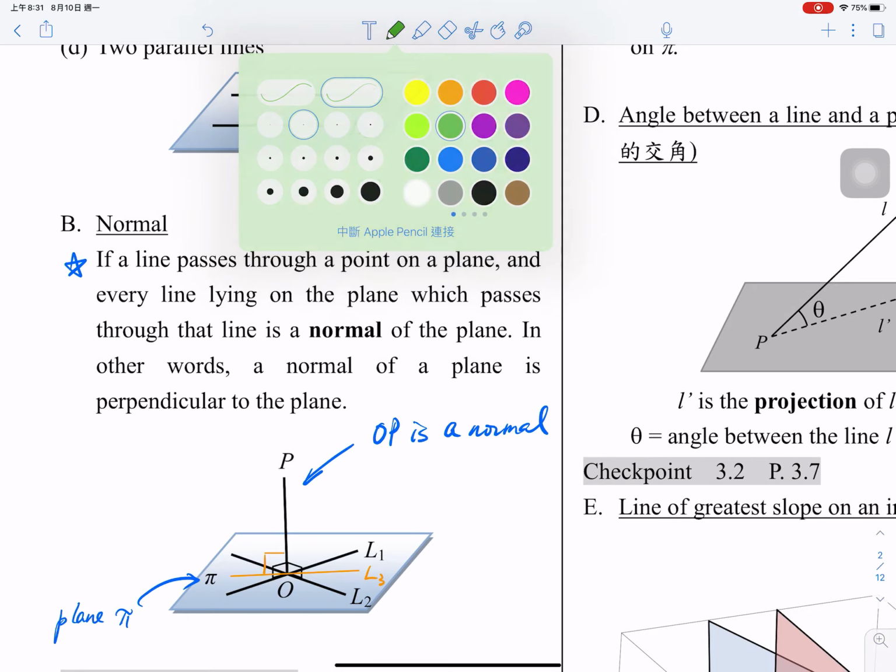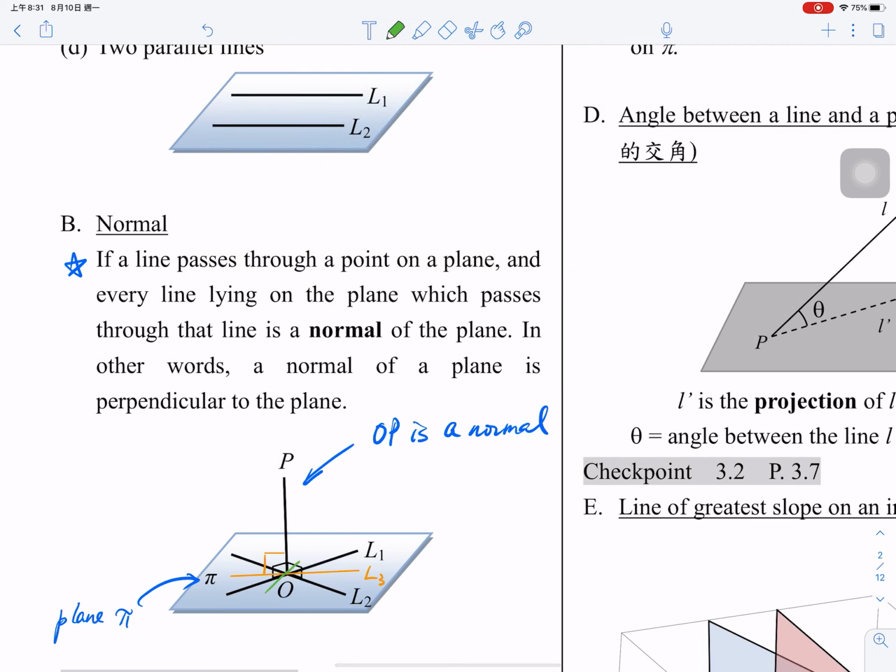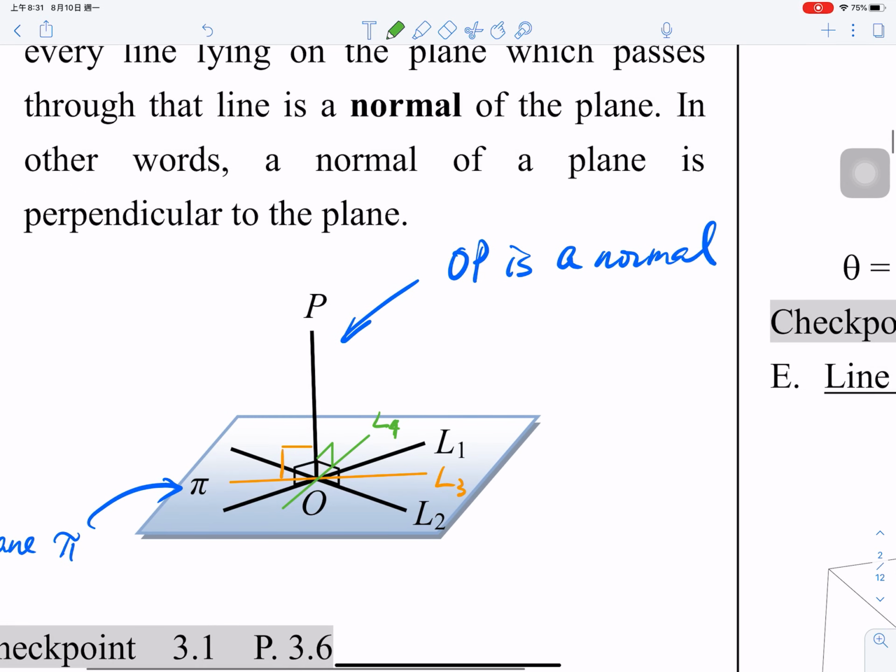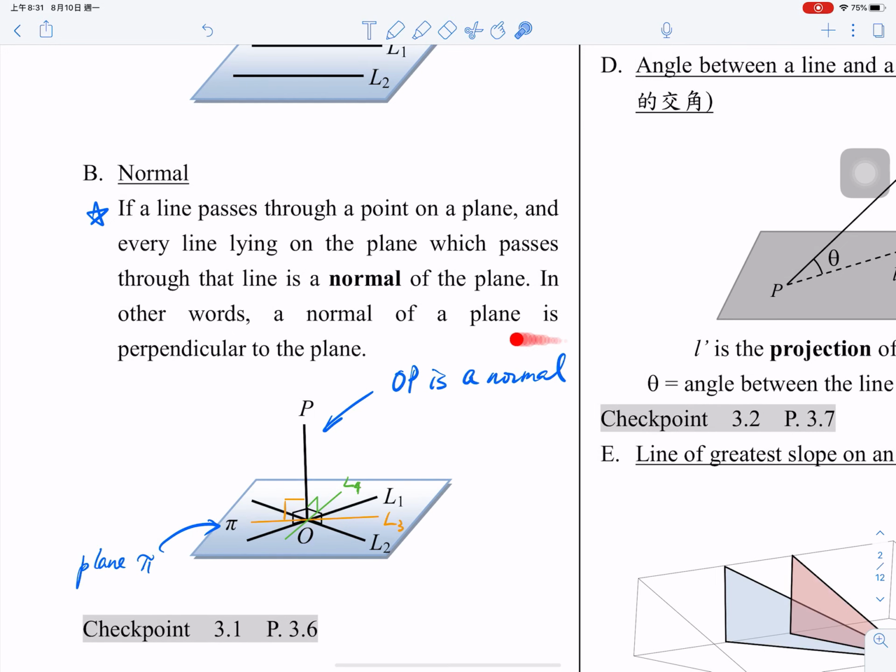Maybe I draw one more. Okay, L4. And OP is also perpendicular to L4. Can you see that? OP is perpendicular to L4. So we say that OP is a normal to the plane pi.